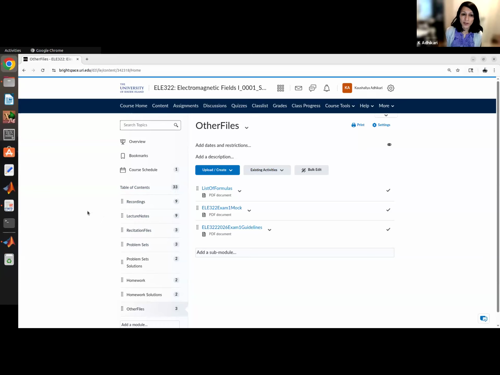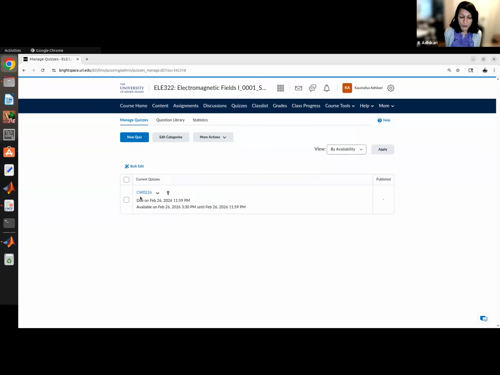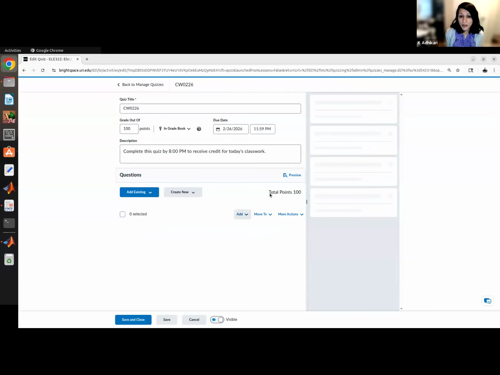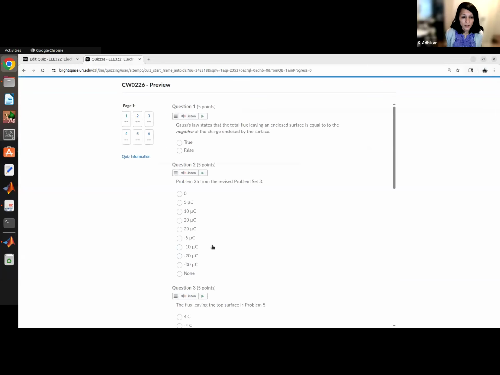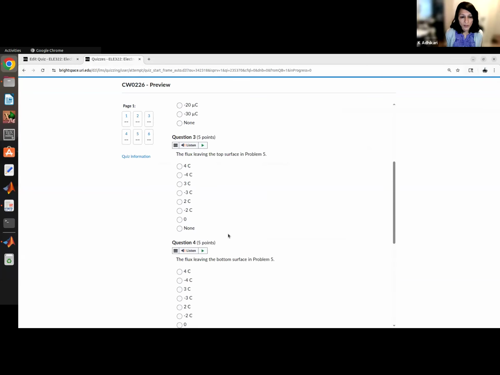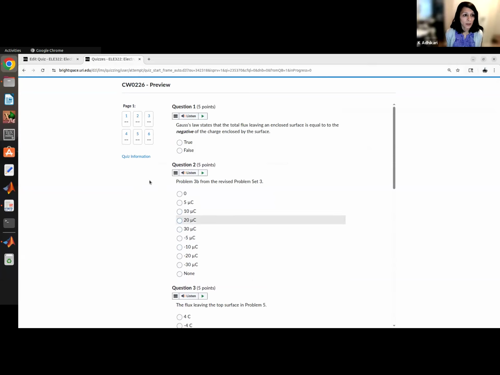And also for grading purposes, I've set it up as a quiz, not as an assignment. For today's class, when we have a few minutes left in class, you should go to quizzes, not to assignments, and there you'll see where you can submit today's classwork, CW February 26th. You click on that, and you'll see that there are 6 multiple choice questions that we'll go through in class, and everyone has to submit independently.